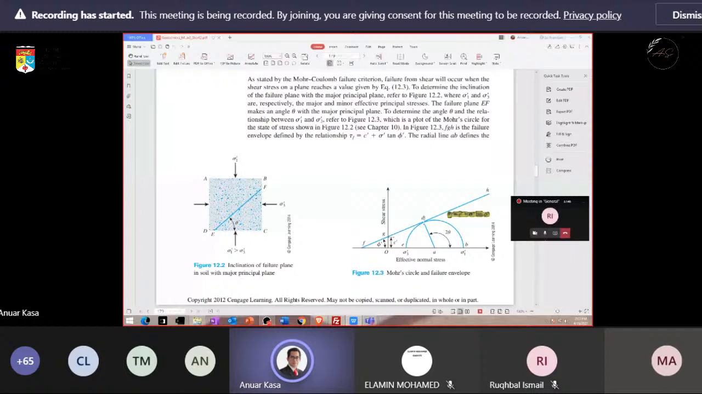So what is important here for you is to know how to plot to get this graph, and then you will be able to find the value of phi, which is the angle here, and also the value of cohesion C, and be able to plot the line. So that is the main task in this topic. The rest are derivations, and how to get the equations for sigma 1 and sigma 3.